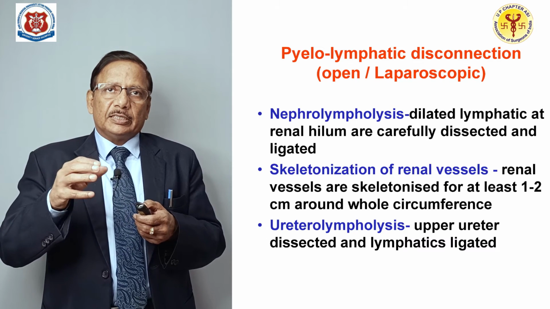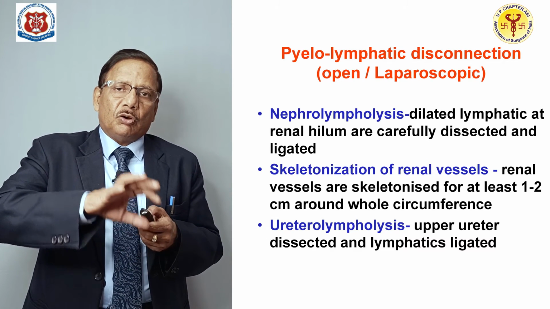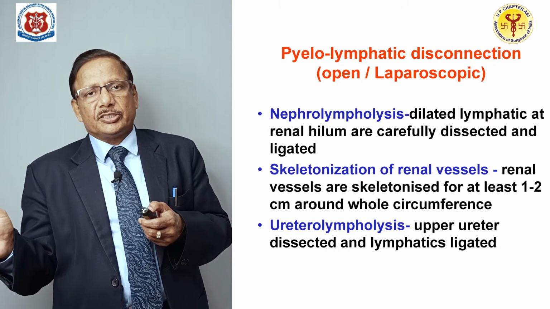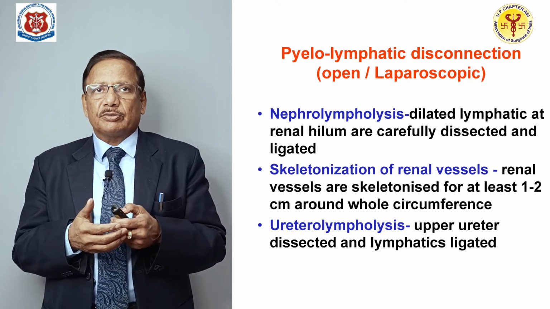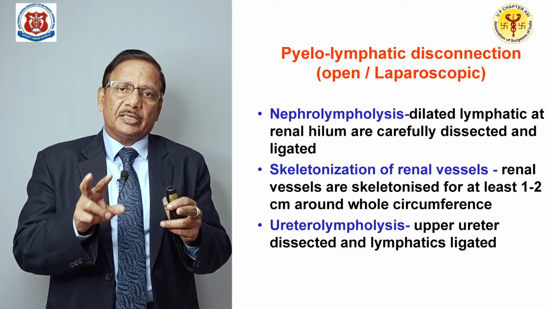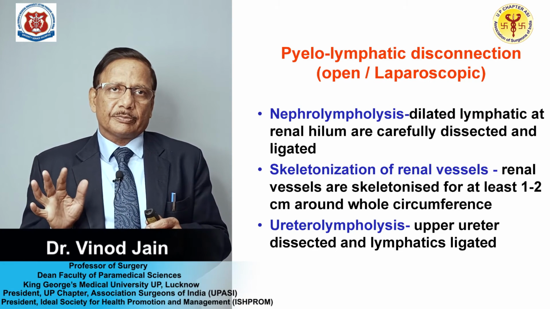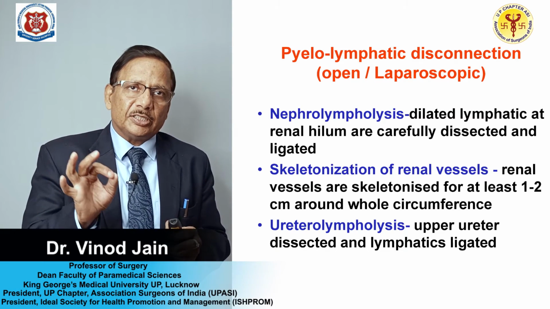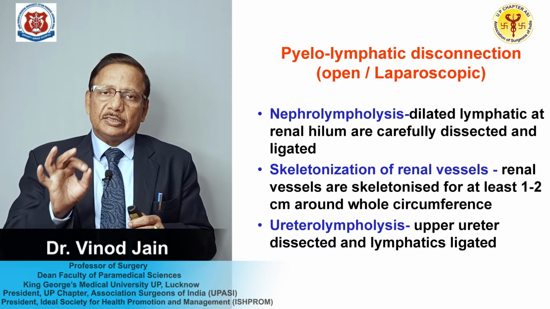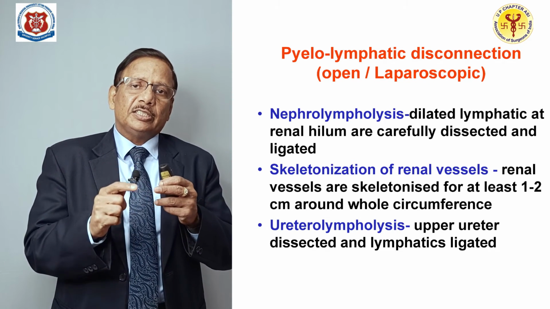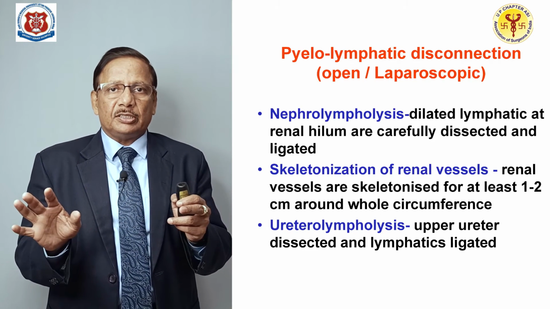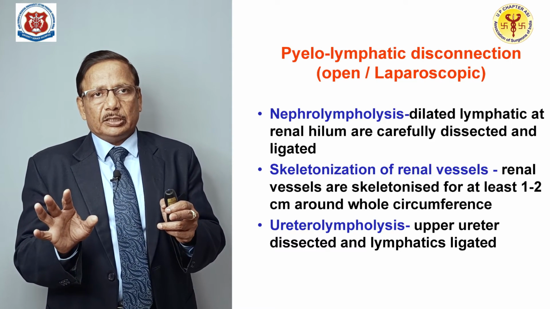Nephrolymphlysis means that you remove all the dilated lymphatic channels in the vicinity of the renal pelvis or the hilum. They are dissected and ligated. Then skeletonization of the renal vessels means that for 1 to 2 centimeters, the renal vessels are also skeletonized. All the lymphatics are ligated.